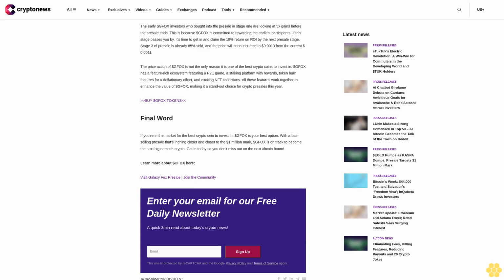The early $GFOX investors who bought into the presale in stage 1 are looking at 5x gains before the presale ends. This is because $GFOX is committed to rewarding the earliest participants. If this stage passes you by, it's time to get in and claim the 18% ROI by the next presale stage. Stage 3 of the presale is already 85% sold, and the price will soon increase to 13 cents from the current $0.0011.